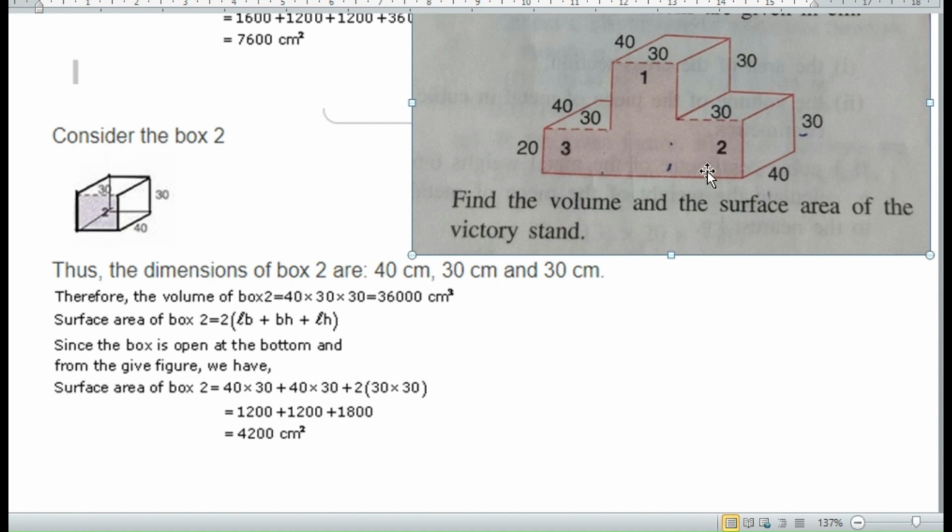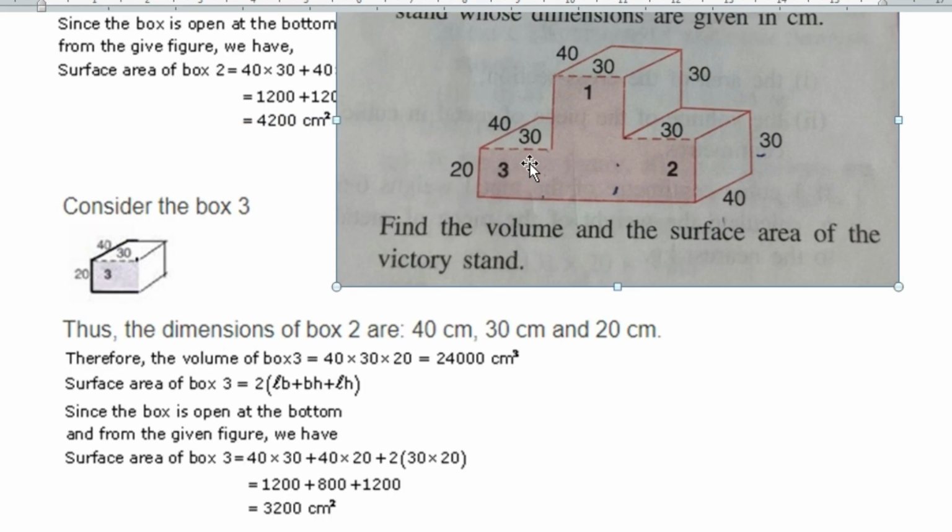Then this one, this is 30 and this is 30, so 30 into 30 and that side also 30 into 30, so 2 times 30 into 30. So the top is 30 into 40, then the right side is 30 into 40, then this side is 30 into 30 and that side also 30 into 30. So this is your surface area of box 2.